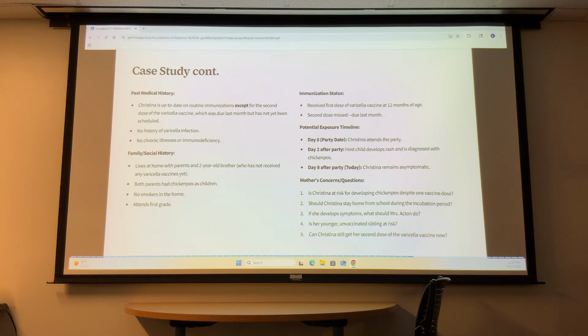Knowing that, and her vaccine history, is she at risk for developing chickenpox despite 1 vaccine dose? Yes. However, is her risk reduced because she got 1? Yes. One dose offers about 80 to 85% protection. So there is still some room for breakthrough, but she's at a much reduced risk because she's already had 1. Does she need to stay home from school during the incubation period?